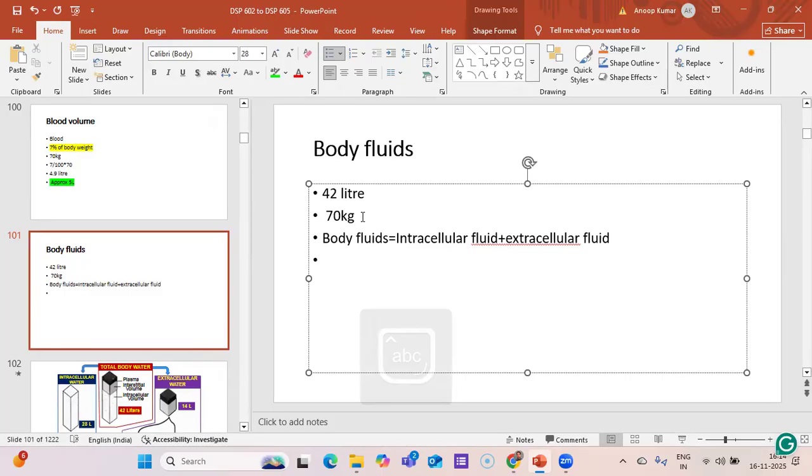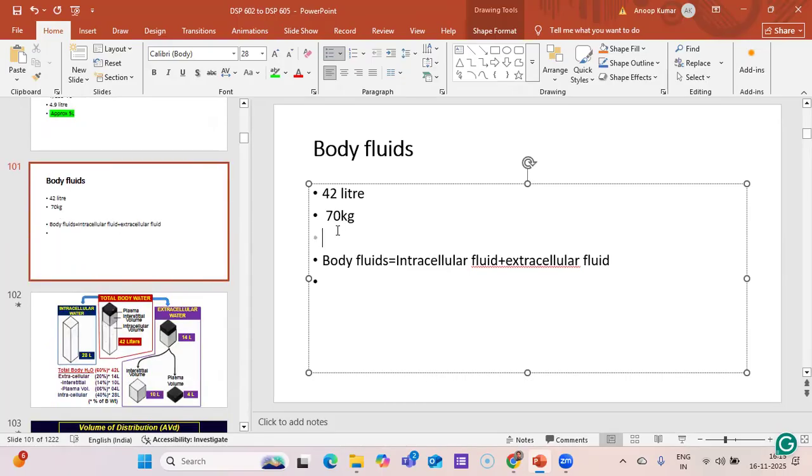So you just calculate 60% of 70 kg. How much would it be? It would be 42 liters. So it is 60% of the body weight. So 60% of the body weight is your total body fluid.